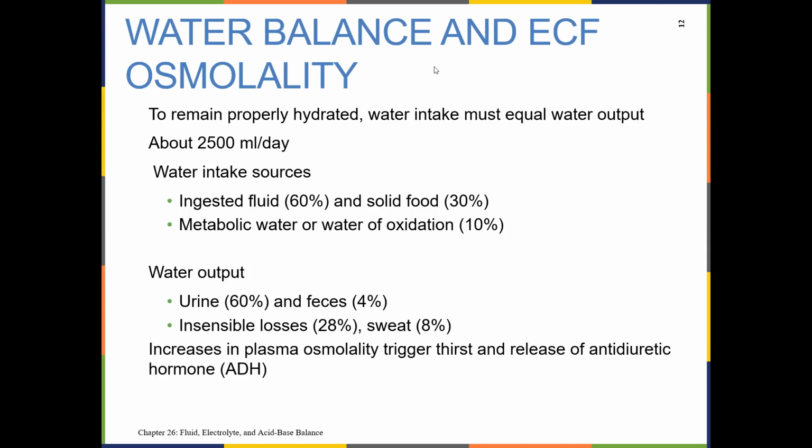2.5 liters in, and we lose about 2.5 liters. 2.5 liters out. 60% of that loss comes in the form of urine. So the amount of water that we take in directly as a liquid is usually balanced by what we pee away. It's about 1.5 liters.